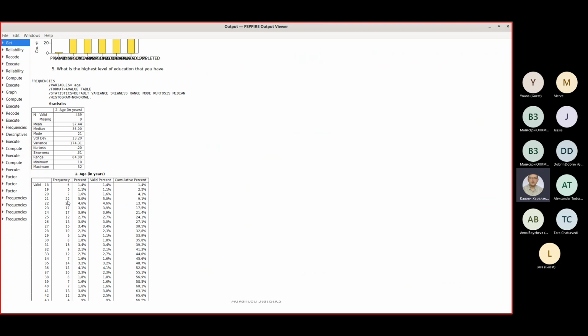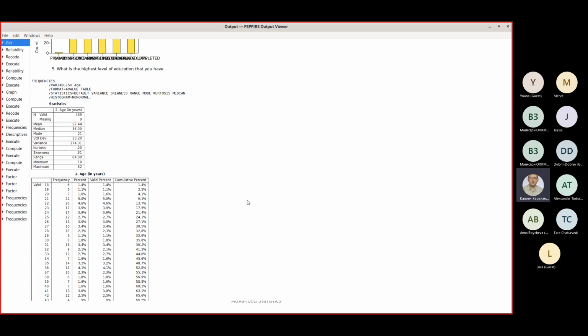And here we could see that this is correct because 22 persons are 21 years of age, and this frequency 22 is the biggest frequency. Most persons are 21 years. So these were the measures of central tendency.